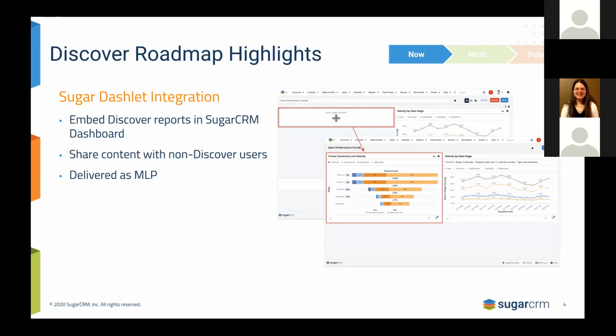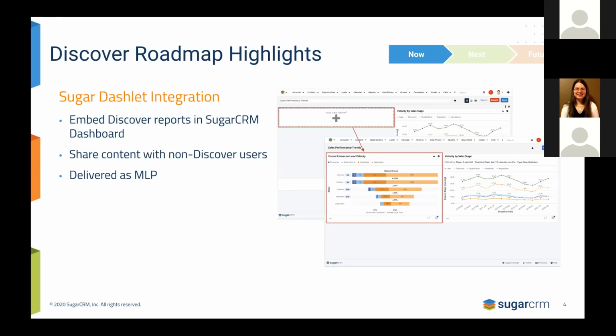As we'll talk about security on the next slide, right now Sugar Discover is a separate application, and users who have access to Discover are going to get access to the full data set. So if you have certain users that you don't want to have access to all the data for analysis purposes, this is also a great way to take specific pieces of content and share them more broadly throughout your organization.